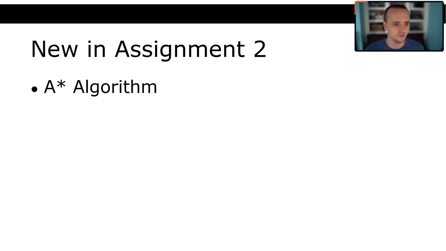The new things: one is that we'll be implementing the A star algorithm. As you saw from last time, it's not actually that different from breadth first search. The only difference between A star and breadth first search is which node you pick from the open list. That's all. So actually implementing the A star algorithm is going to be the easiest part of this assignment, because you've already done BFS, and it's only a couple of lines to change to turn BFS into A star.